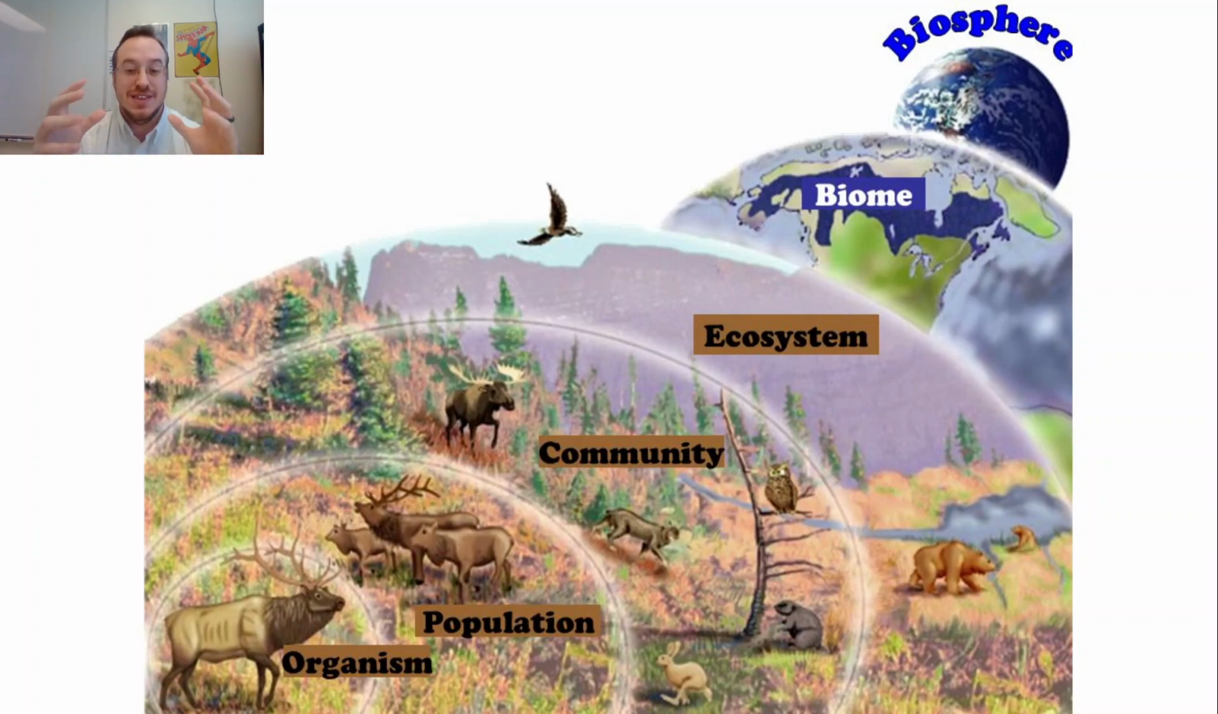Multiple populations living in the same area that interact, like we just saw in that connections web, makes a community, right? The community plus the space that they're living in makes an ecosystem, all right? Multiple ecosystems together will make up a biome. And if you take all the biomes on the planet, you get what we call the biosphere, right? Which is much bigger, obviously.